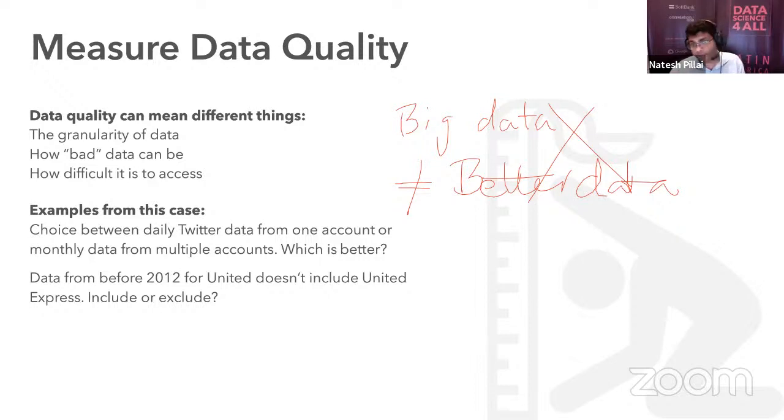So one thing to notice is that big data is not equal to better data, right? In the sense that the quality of data really matters. For example, in this case, you choose between daily Twitter data from one account, or you aggregate monthly data from multiple accounts, right? So many decisions to make, right?